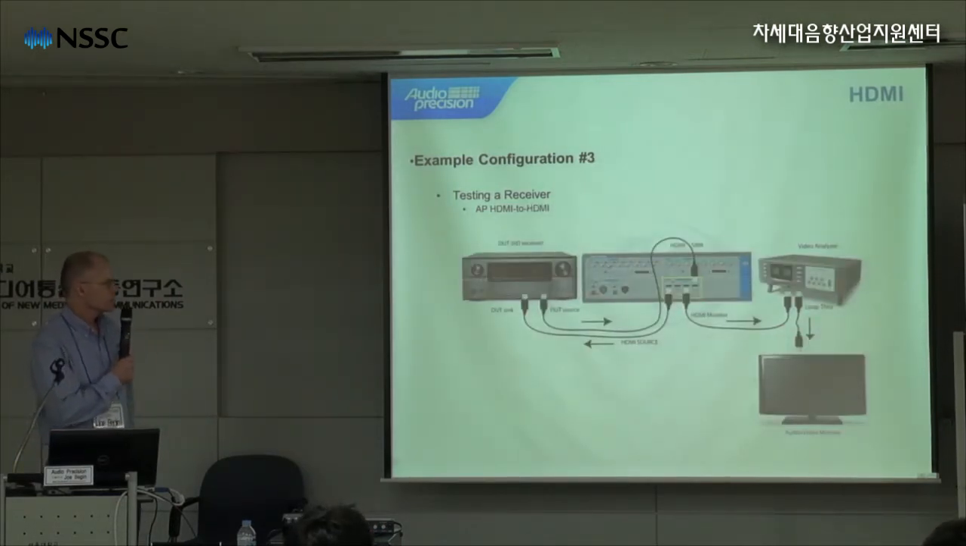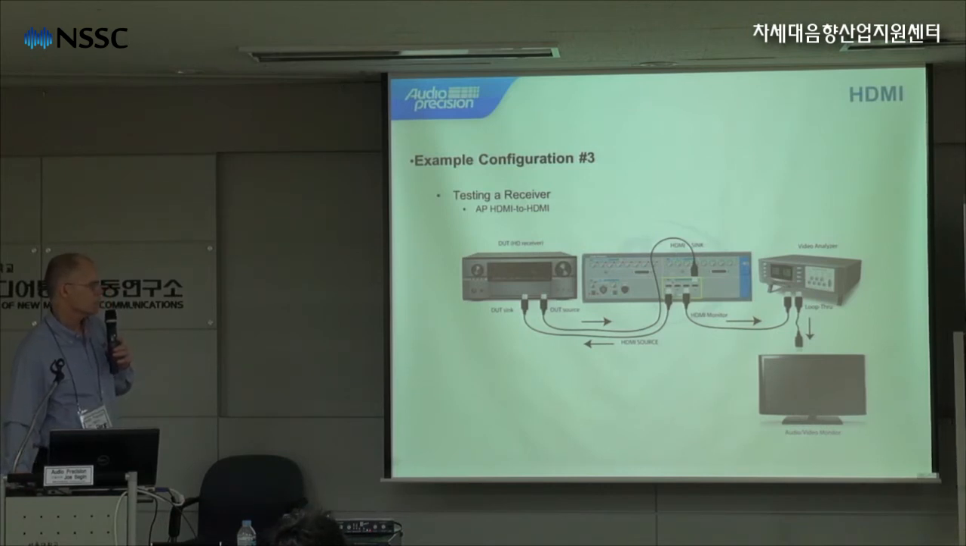This is an example of testing a receiver with HDMI out and HDMI in. So we would connect from our source output into the HDMI sink input, and then from the receiver's source output back into our sink input. And we could monitor the video signal on a television display and loop through a video analyzer if required. If you had a video analyzer and you wanted to analyze the video at the same time, you could do that.